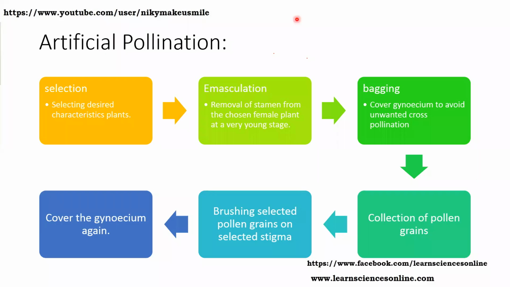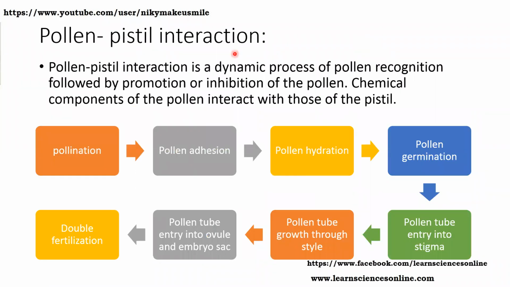So next is pollen pistil interaction. What is pollen pistil interaction? Once the pollen grain reaches the stigma of the gynoecium, the pollen grain and pistil interact with each other. See, if an apple pollen grain lands on the surface of a mango's stigma, it is not going to germinate there. Apple's pollen is not going to germinate on the stigma of the mango gynoecium. Okay, why? Because both are not compatible.